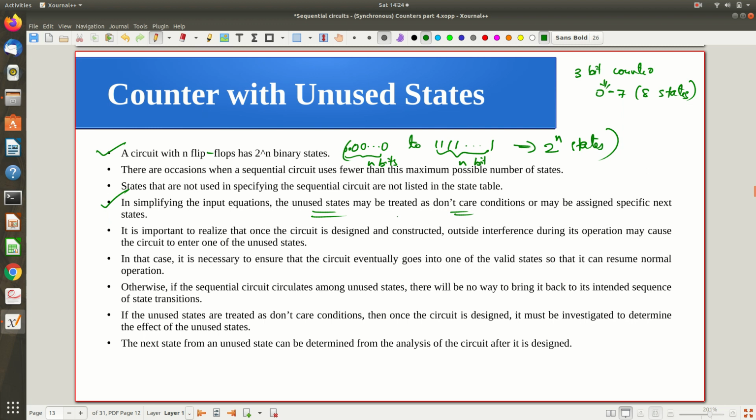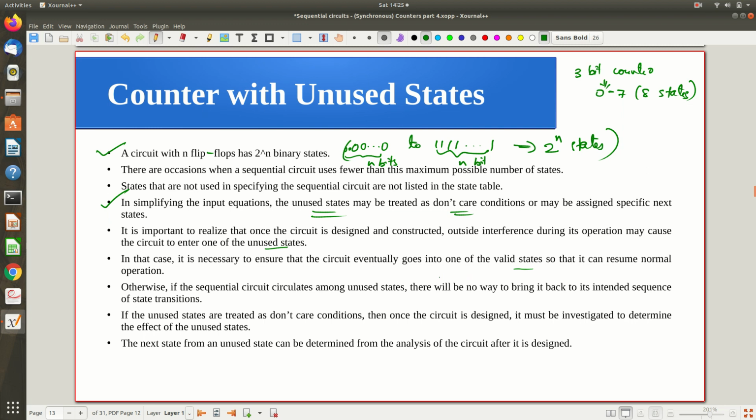So that is the question we are facing. In that case, it is necessary to ensure that the circuit eventually goes into one of the valid states somehow, so that it can ensure a normal operation. Even though it is trapped in some unused state, somehow it must enter some valid state. Otherwise, if it is simply roaming around the unused states, there will not be any use for the circuit. So that you have to ensure.